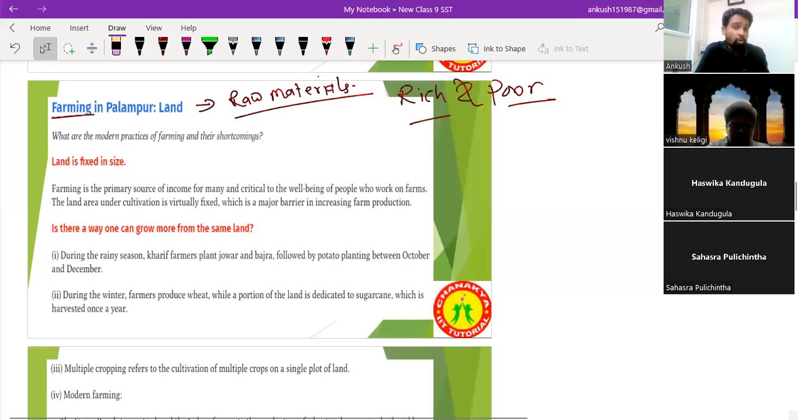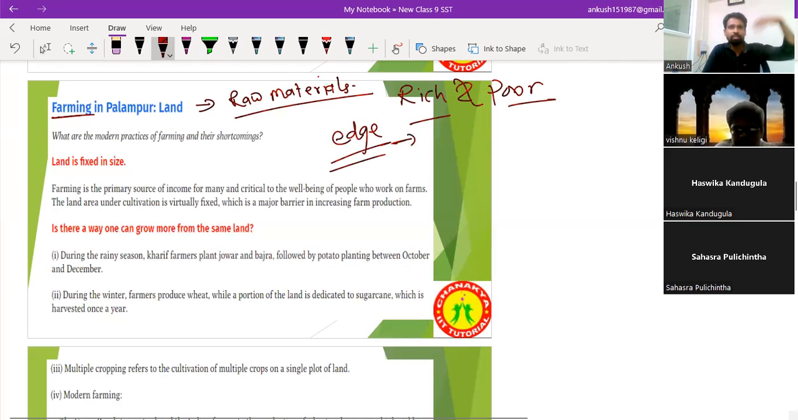Even if you visit any village in the country, in our country especially, we see that some people who belong to a particular community today also live on the skirts of the village, or on the edge of the village. Edge means outskirts, the outer part of the village. So this scenario can also be seen in village Palampur.